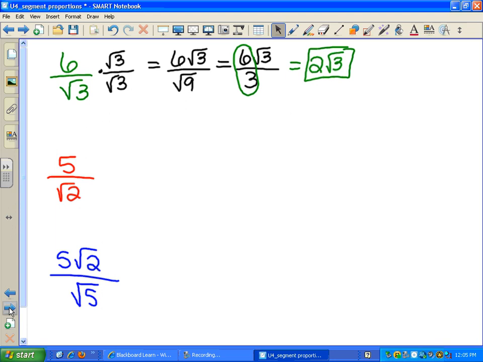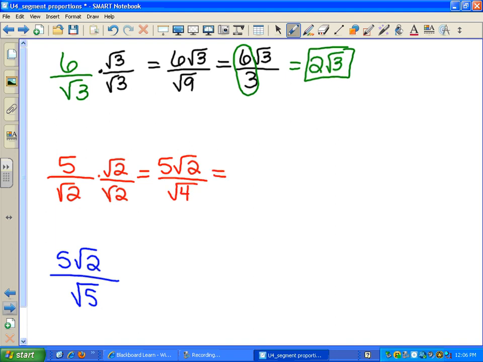All right, welcome back. Let's look at 5 divided by the square root of 2. I'm going to go ahead and rationalize. So I'm going to multiply by the square root of 2 over the square root of 2. And on the top, I get 5 square roots of 2. On the bottom, the square root of 2 times the square root of 2 is the square root of 4.